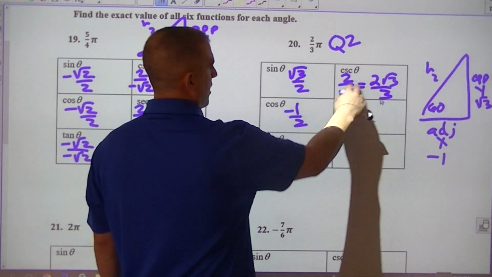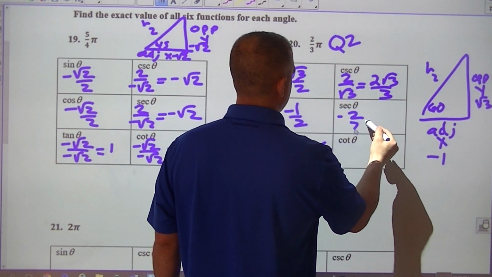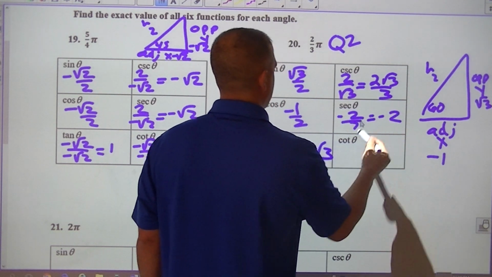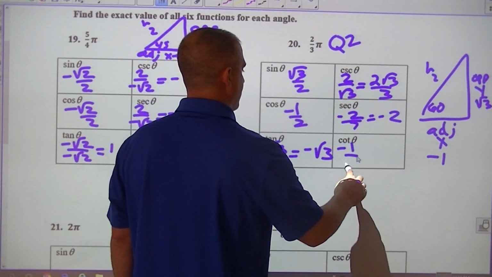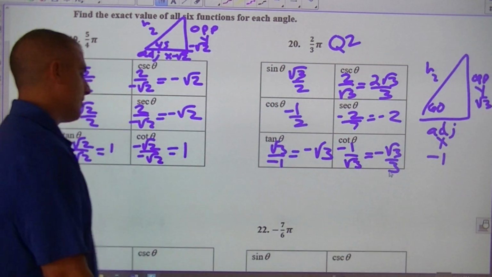Okay, you can't have any of these radicals left in the denominator. Secant would be negative 2 over 1, which would be negative 2. Cotangent would be negative 1 over the square root of 3, which would be negative square root of 3 over 3. We did that math earlier.